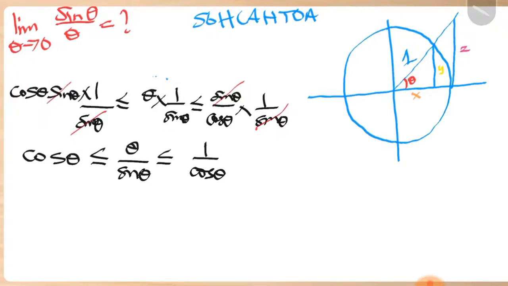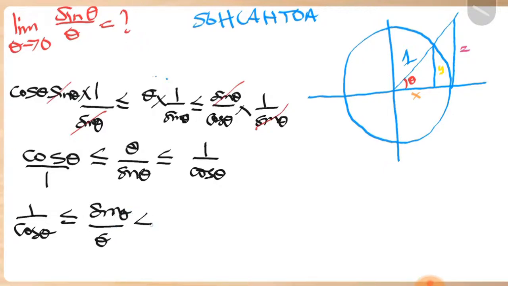All right, so let's take the inverse of both sides. Let's invert both sides. Since it's 1 over cosine theta, we're going to bring this up and bring this down. So we have 1 over cos theta is lesser than or equal to sine theta over theta, now. So we have sine theta over theta lesser than or equal to, then here we have cos theta over 1, which is written as cos theta.